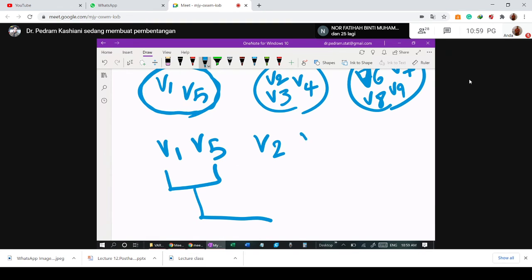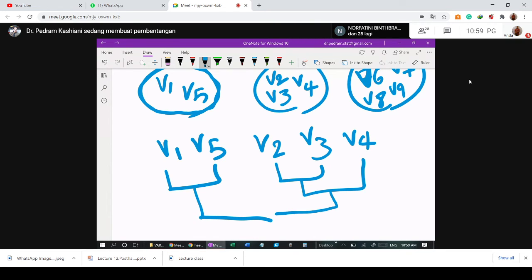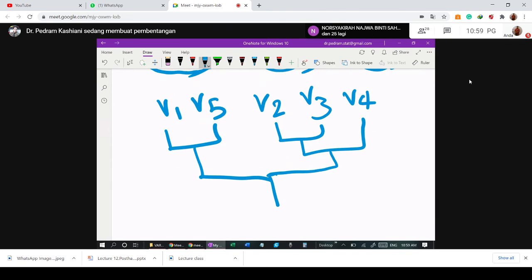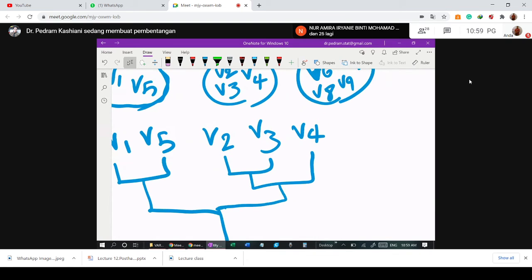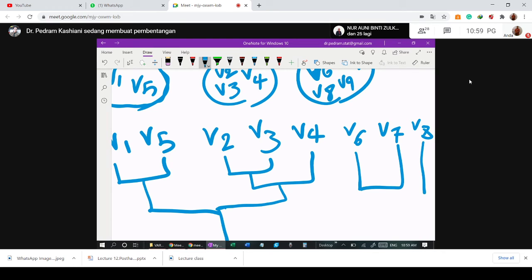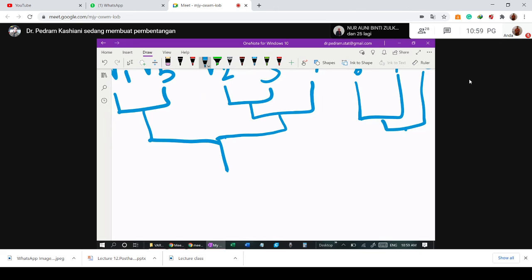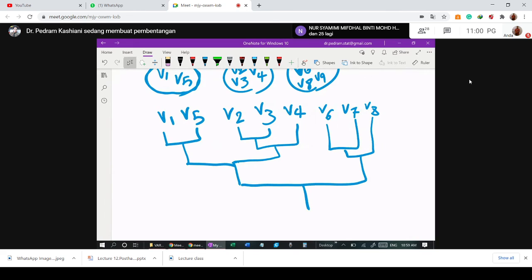After that, go to V2, V3, and V4. For example, these two are very near. After that, this one will be connected to this one and go up, and the other 5 will be V6, V7. Imagine I put 8 only. Maybe this one and this one collect together, plus this one comes, and all of these collect to this, like this. This is a cluster analysis.